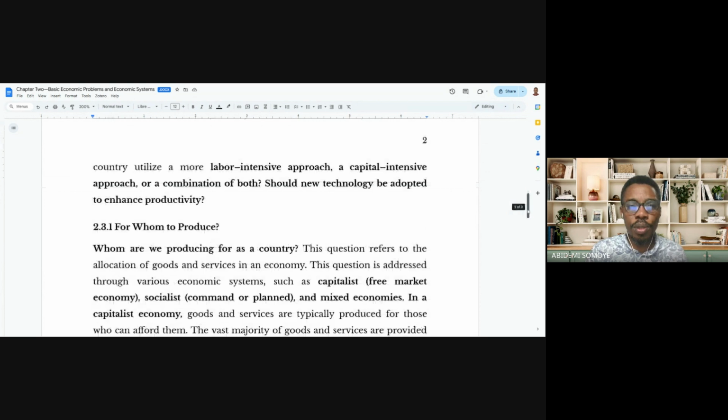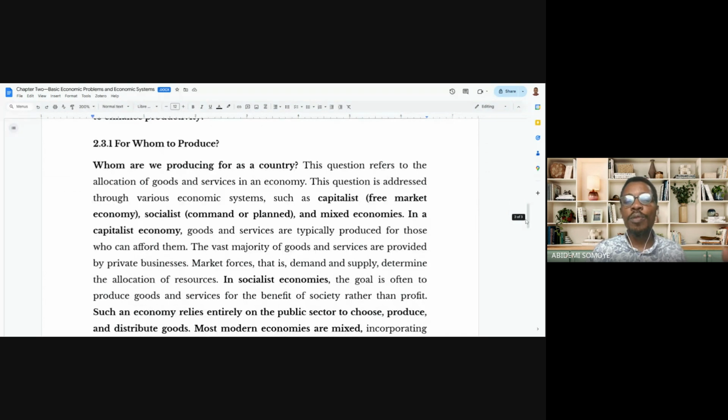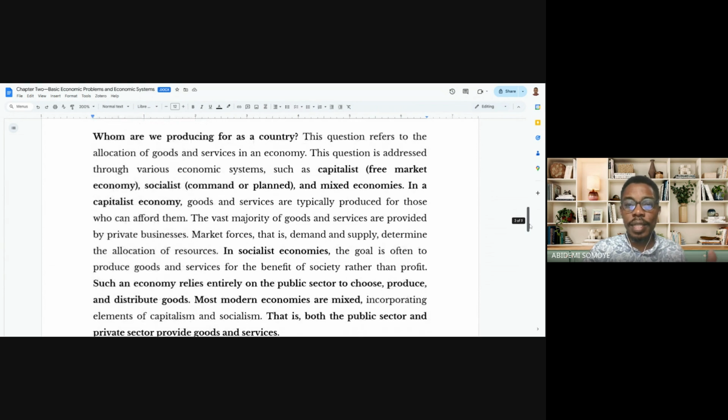For whom to produce? Whom are we producing for as a country? This question refers to the allocation of goods and services in an economy. This question is addressed through various economic systems, such as capitalism, free market economy, socialist, command and planned, and mixed economies. In a capitalist economy, goods and services are typically produced for those who can afford them.